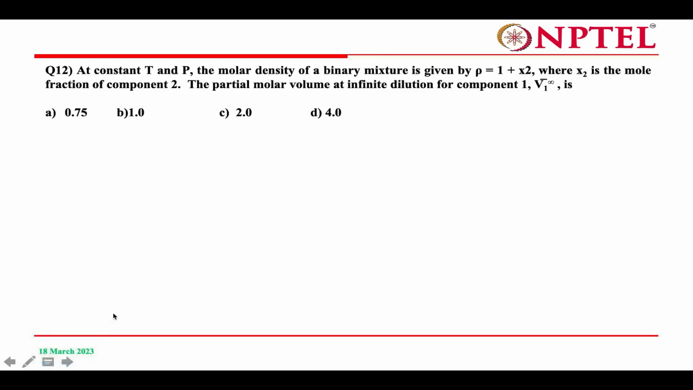A question: at a constant temperature and pressure, the molar density of a binary mixture is given by rho equal to 1 plus X2, where X2 is the mole fraction of component 2. The partial molar volume at infinite dilution for component 1, V1 infinity bar, is?